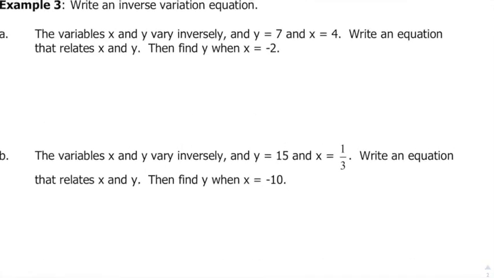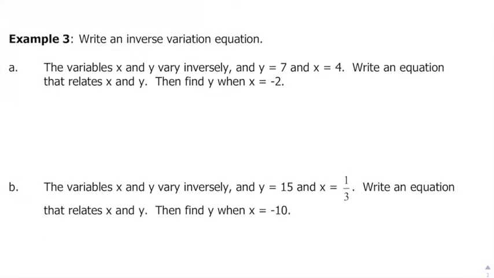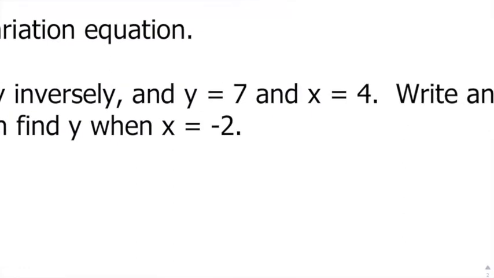Okay. Here's how a typical problem looks with these inverse variation problems. The variables x and y vary inversely, and when y is 7, x is 4. Write an equation that relates x and y, and then find y when x is negative 2. So be careful on these. A lot of people see this and want to set up a proportion. Don't do that.